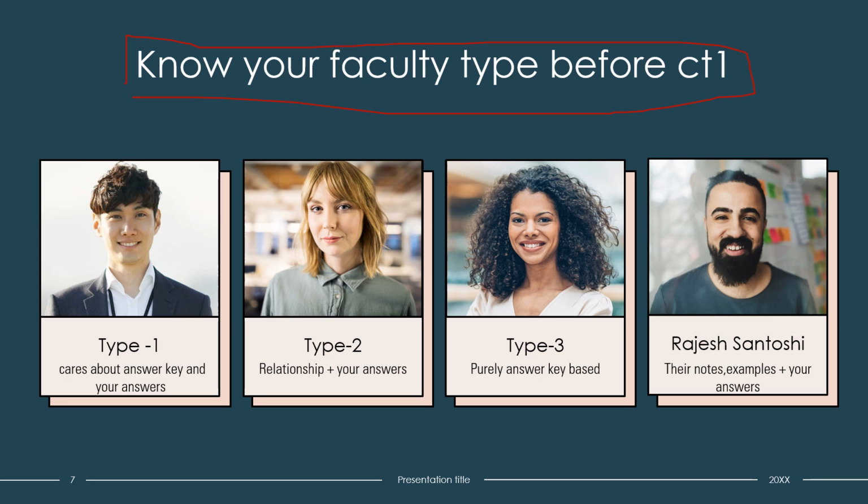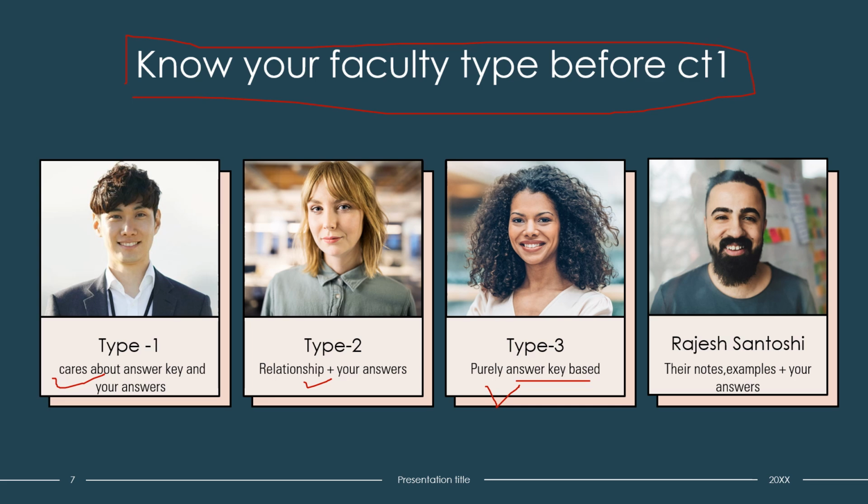So type 1 cares about answer key only and your answers. Type 2 cares about the relationship you have, how well you listen to the class, and then again what you have written on the paper. Type 3 is purely answer key based, like doesn't care how you are in class or what answer you have written or what different methodology you have used to get those answers. Strictly correct based on answer key. These types of teachers are very rare, but you will definitely come across them every semester in some subject or the other. Mostly they are very senior teachers.